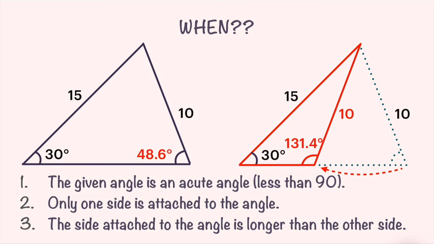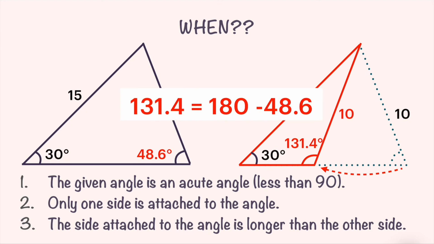In our question, the side attached to the angle was 15 and the other one was 10. And because the other side was shorter, it could be swung inside to form the second triangle, having that angle to be bigger than 90. Finally, as a reminder, the other angle can be found by subtracting the answer from 180 degrees.